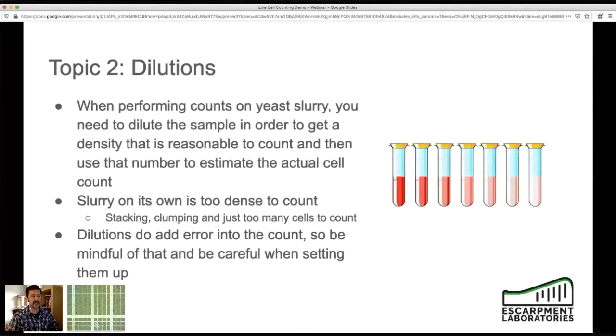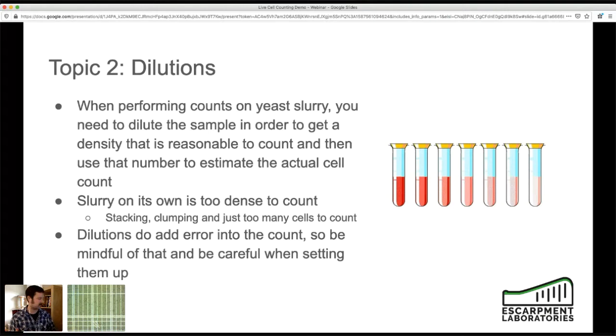You can't just pull up a sample and load it onto your hemocytometer. It's way too dense. You won't even see anything. It'll just be like a carpet of yeast, similar to that 1 in 100 of that really concentrated Cali I was showing you. It'll just be worse than that, so you can't even count it.